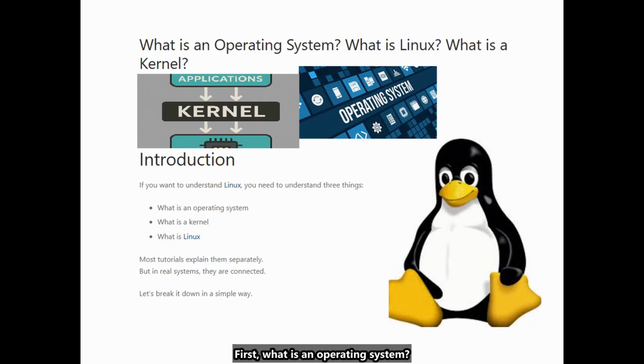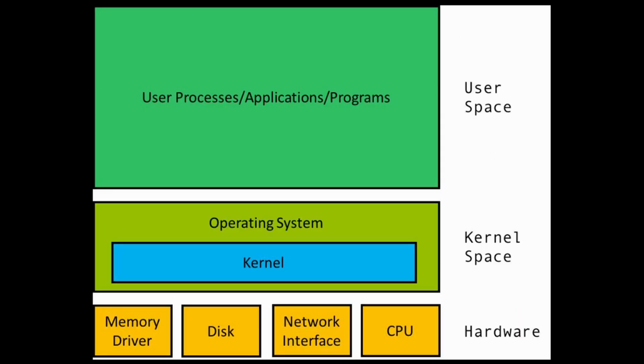First, what is an operating system? An operating system, or OS, is the software that manages your computer. It sits between your hardware and your applications. Your hardware includes CPU, memory, disk. Your applications include browser, editor, games. Without an operating system, your computer cannot run programs. You can think of it like this: applications talk to the operating system, and the operating system talks to the hardware. Now, let's go deeper.